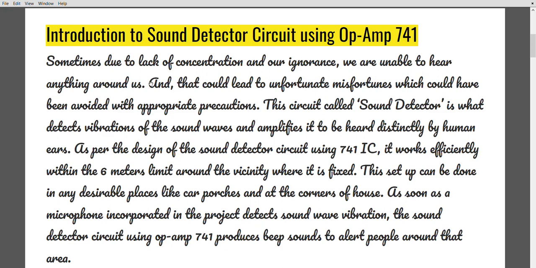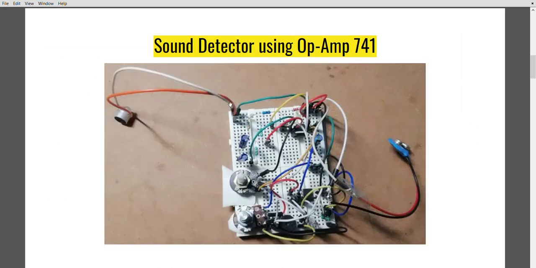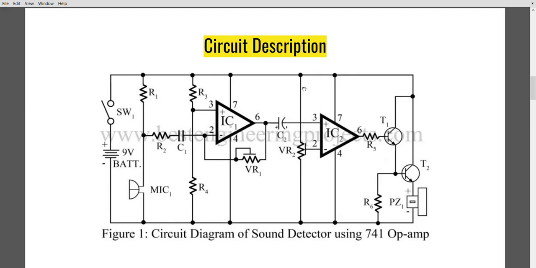This setup can be done in any desirable places like car porches and at the corners of the house. As soon as a microphone incorporated in the project detects sound wave vibration, the sound detector circuit using Op-Amp741 produces beep sounds to alert people around that area. This is the picture of a sound detector using Op-Amp741 in practical mode. Let us see the descriptions also.